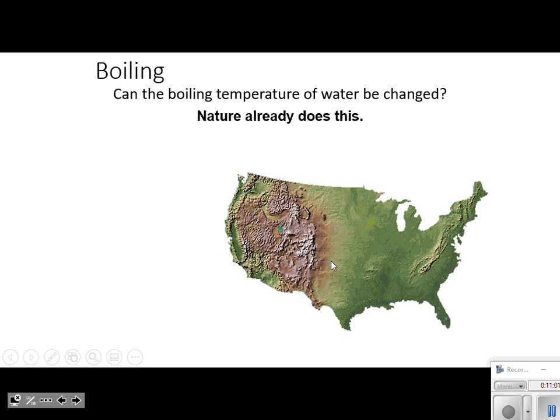So nature already does this. It changes the boiling temperature by what we were just talking about. Here at Saline, Ohio, this elevation is a little bit different. Maybe our elevation's changed over the years since I made this particular PowerPoint. It's pretty close though. It says the elevation is 892 feet. Water in Saline boils at 99.1 degrees Celsius. So not quite 100 degrees Celsius.